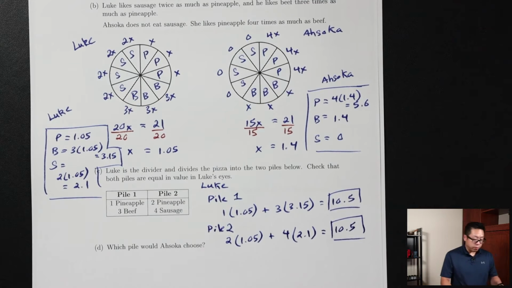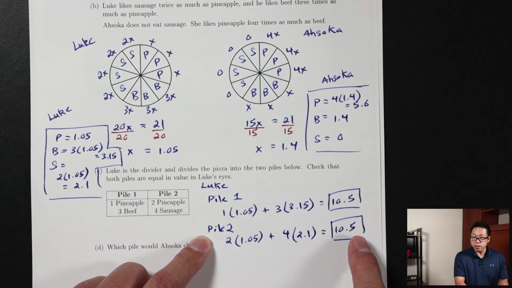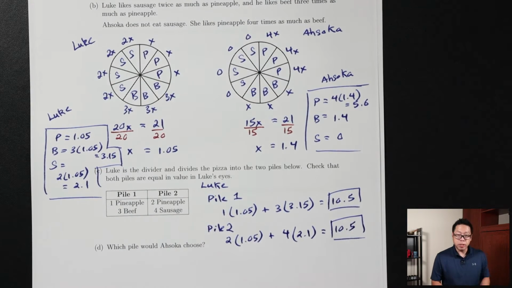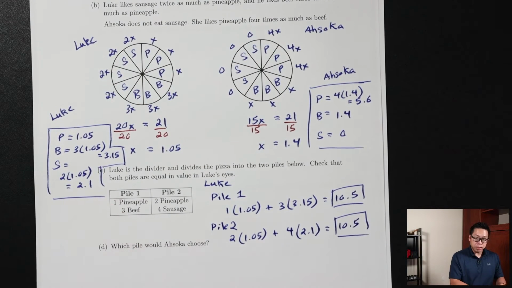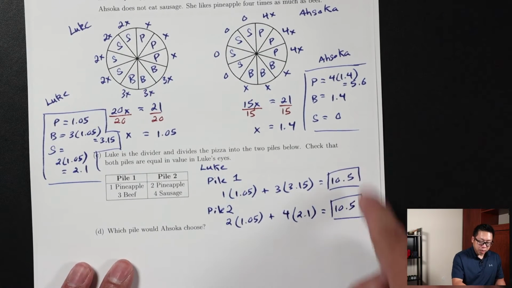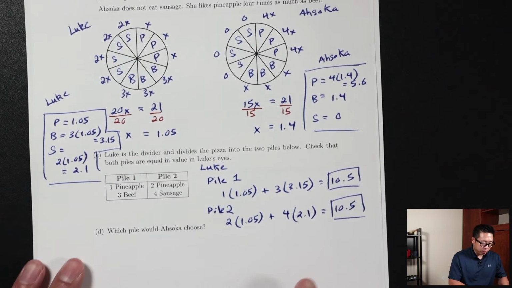Okay, so Luke divides the pizza into 2 piles, and pile 1 is worth 10.5 in his eyes. Pile 2 is worth 10.5 in his eyes also. So he did the right thing. As the divider, you want to divide the pizza into 2 piles that are of equal value in their eyes. Okay, so Luke divided it. Both piles are exactly the same value. So he did the right thing.